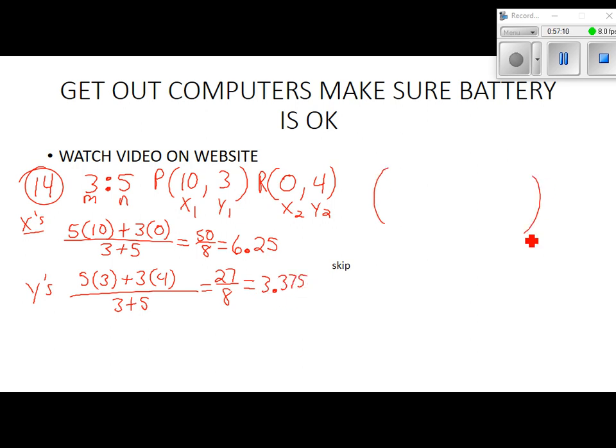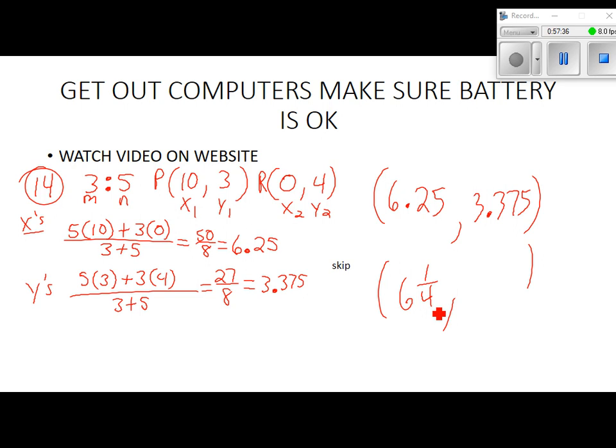So what point is she gonna be at? I don't even remember what they said. 6. She's gonna be at what? Is she taking a break or something? Yeah. So what point is she gonna be at? 6.25 and 3.375. Now, if you wanted to write it with the fractions, that's 6 1/4, right?